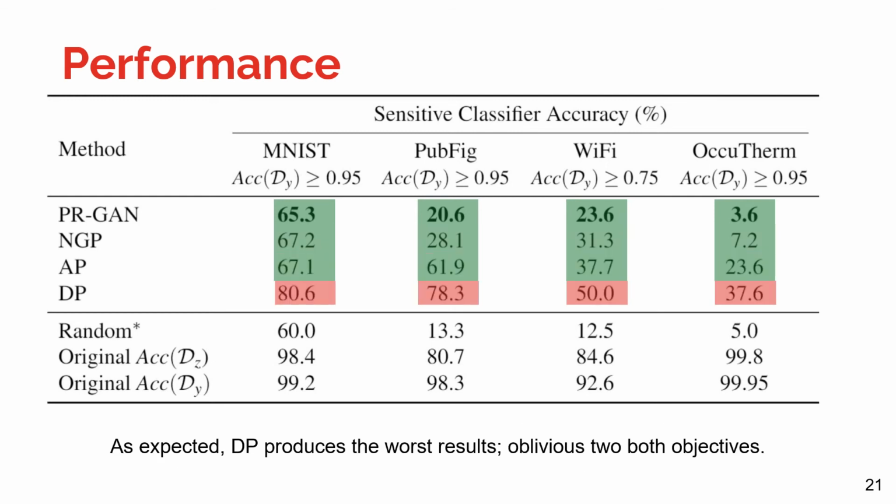This means that the GAN's discriminator D helps the perturbation go the extra mile. As expected, differential privacy produces the worst results. This was expected because DP is oblivious to both of our objectives, and any method that is ignorant of the two objectives cannot find the right trade-off between privacy and utility in our scenarios.